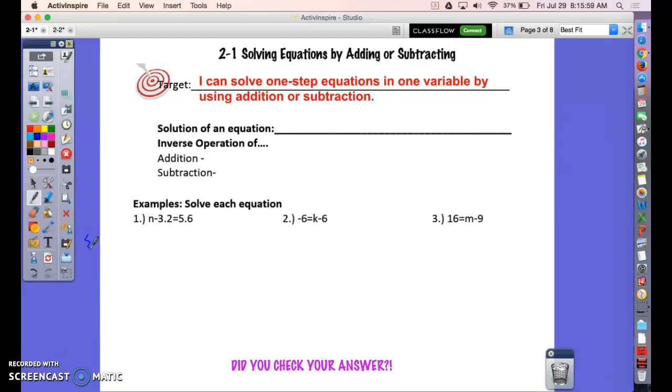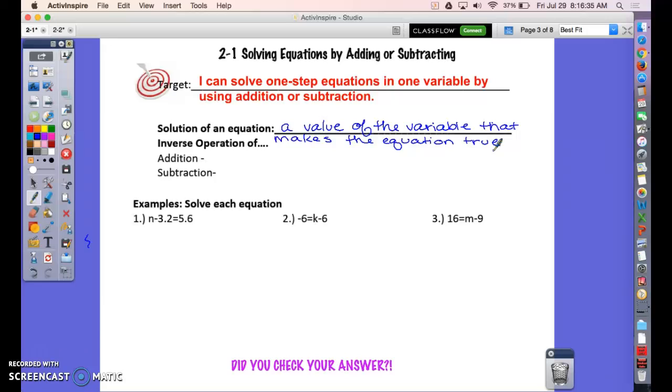A solution of an equation is a value of the variable that makes the equation true. So it's a value or a number that you could put in for that letter that would make the equation, one side equal to the other, a true statement.